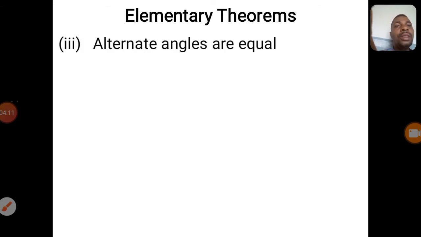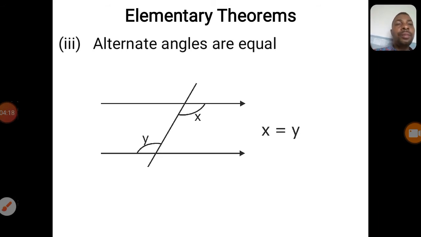Then another one is that alternate angles are equal. In this diagram, X is on the alternate side of the transversal, and the same thing is applicable to Y. So we say that X and Y are equal. If you don't call it alternate angles, you can call them the Z angles.